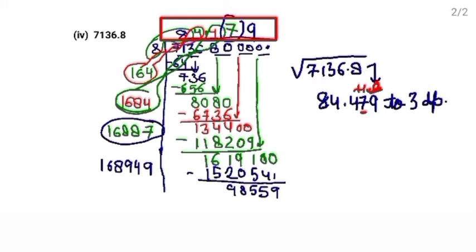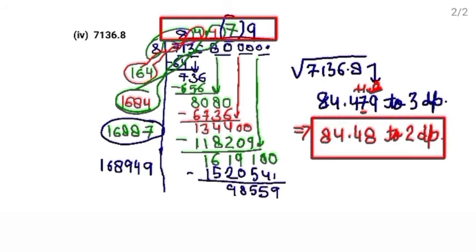Students, if you are confused in rounding numbers, you can check the video on rounding numbers from the playlist. Now it will become 84.4, 7 plus 1 is 8, 0. In a decimal number, if you have 0 at the end, it doesn't make any change, so we can remove it. So this is 84.48 and this is the square root to 2 decimal places.